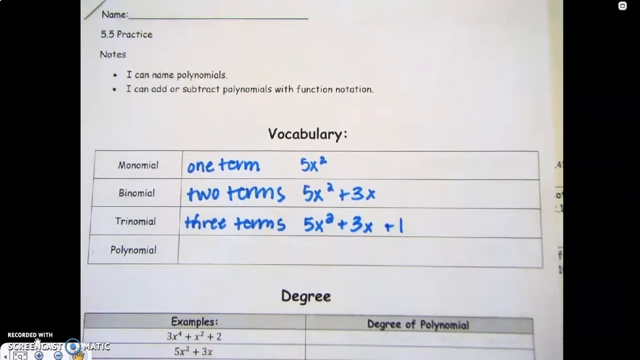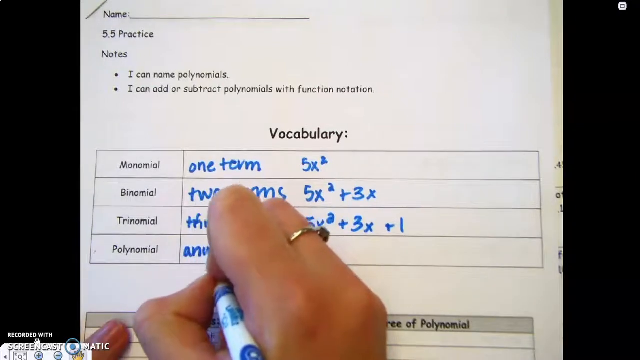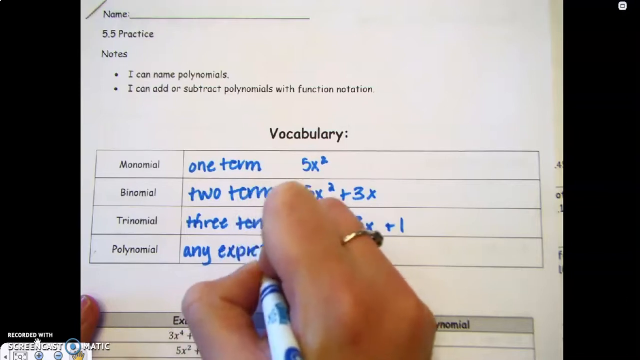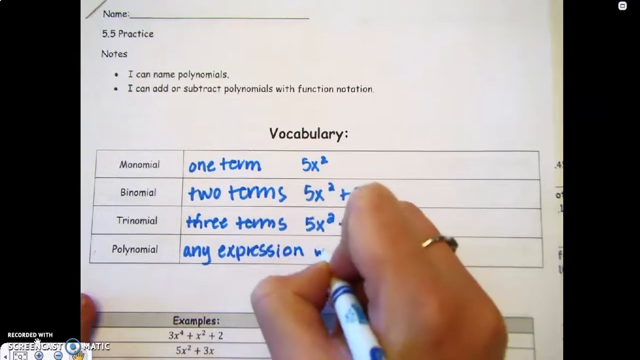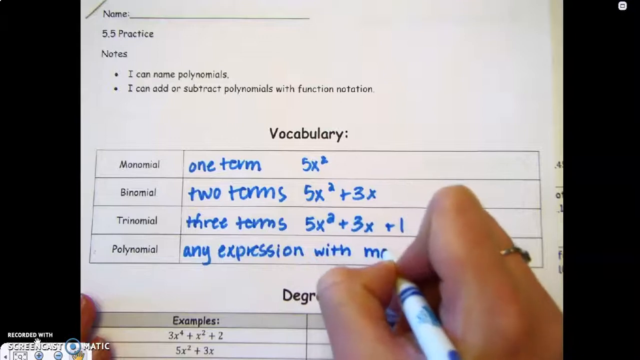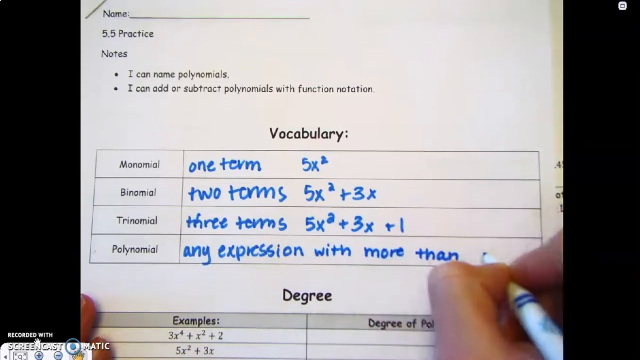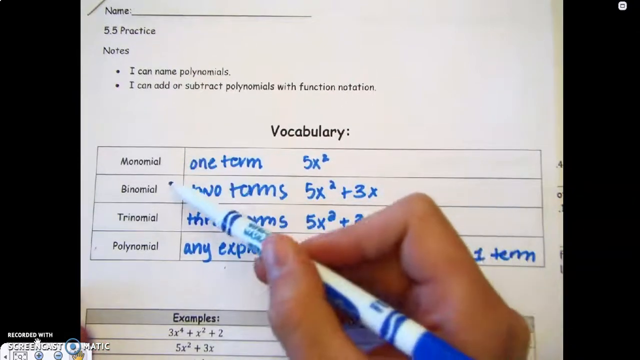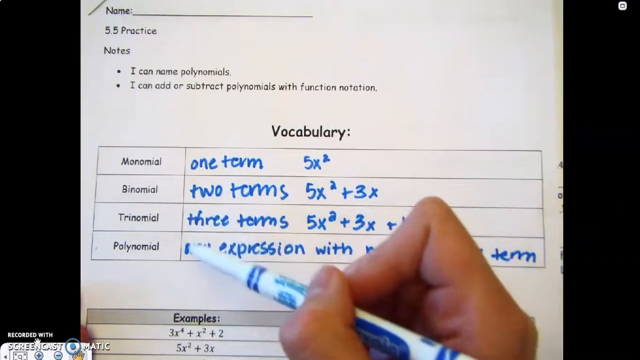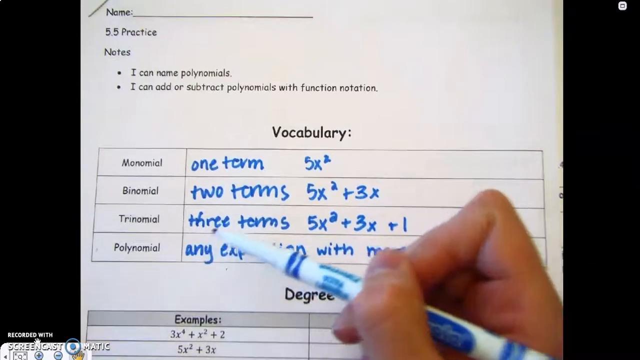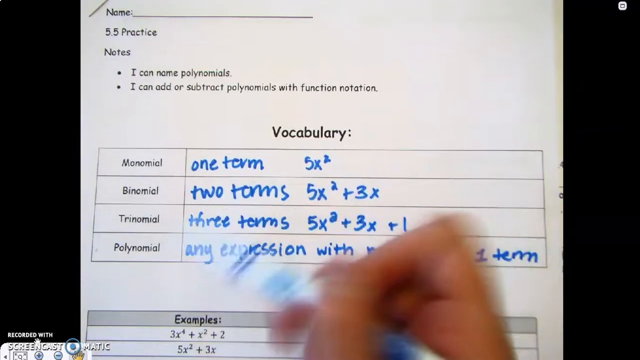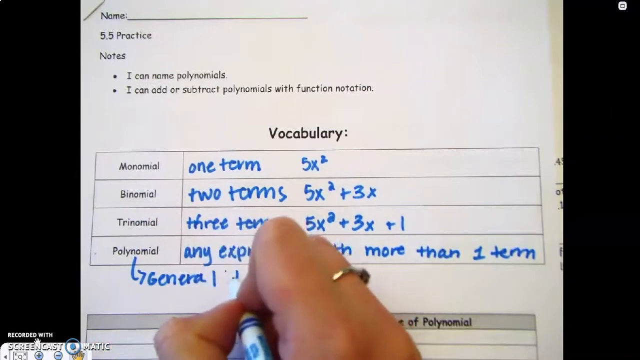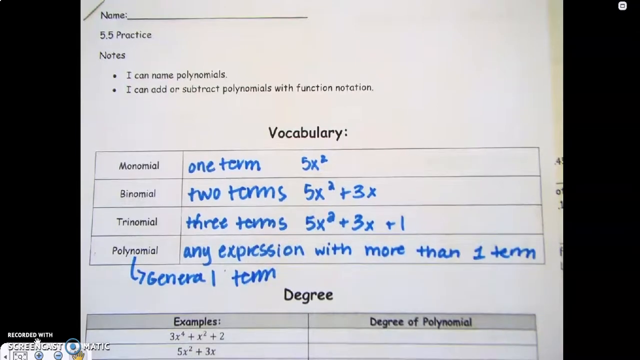And then a polynomial is just any expression with more than one term. So a monomial is a polynomial, a binomial is a polynomial, a trinomial is a polynomial, or something with 4 or 5 terms is also a polynomial. So this is kind of like the general term.